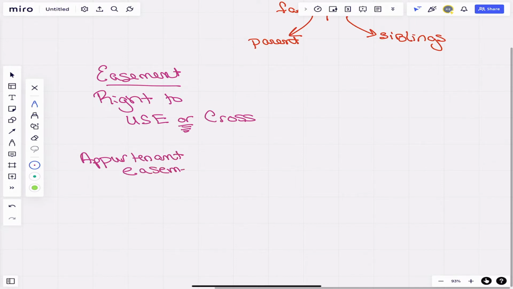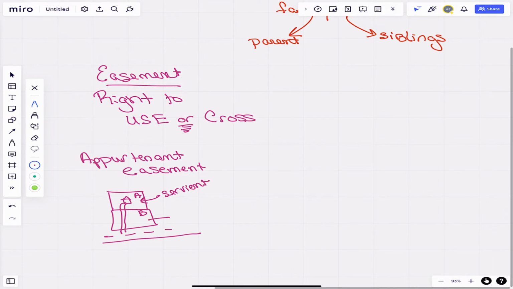And that's the one where you have two properties, right? This is property A. This is property B. Let's put a little house there. And it's the fact that property B has the right to cross property A to get to the road. Right now, that's very, very simple. We're not going into a deep dive into an appurtenant easement right now, but we do know that this is the servient property and this, oh, okay.